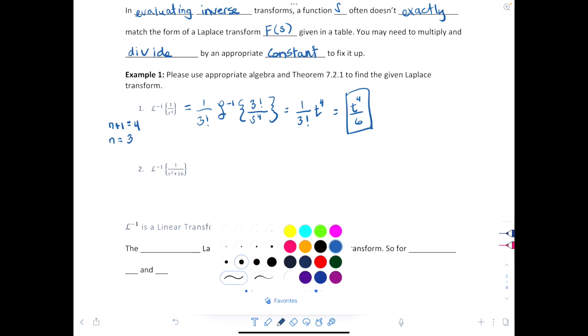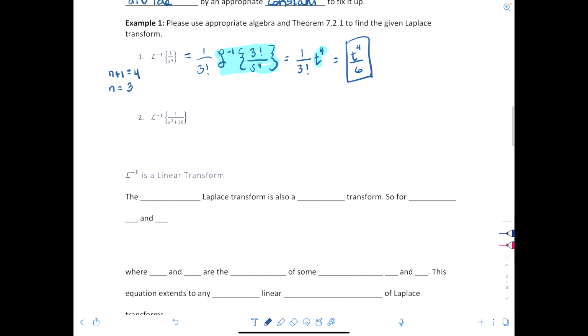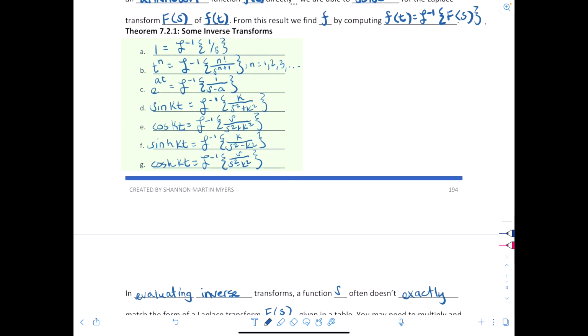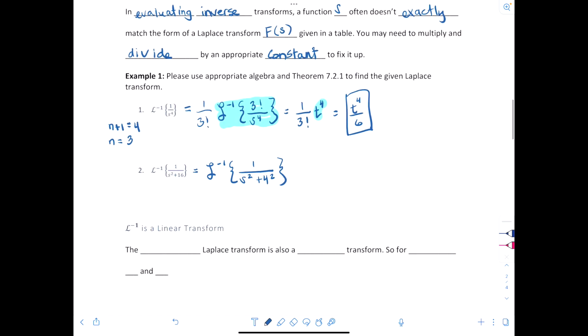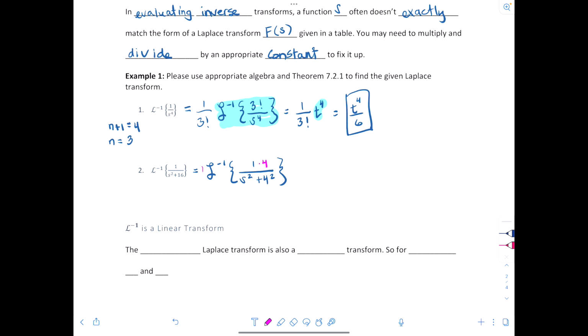And just to kind of match up what's what, this whole thing right here had this output. Groovy? All right, so next up here, this is equivalent to the inverse Laplace transform of 1 over s squared plus 4 squared. Well, that one kind of looks like sine at kt, right? Because we can adjust by a constant. So what I need to do is multiply by 4 here and by 1/4 on the outside. And then I will get 1/4 times sine at 4t.